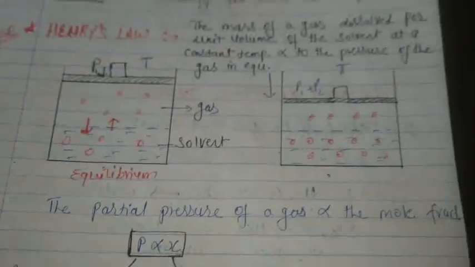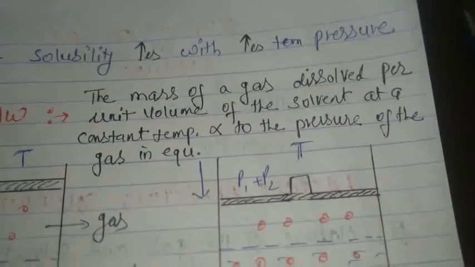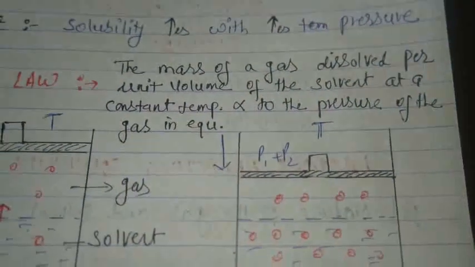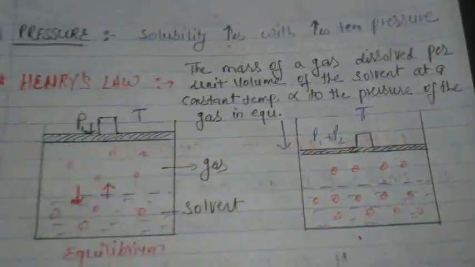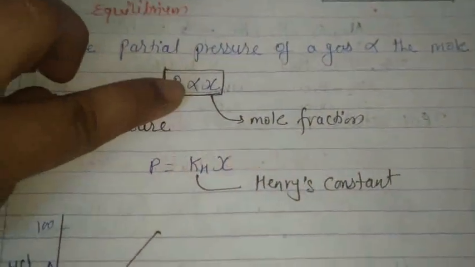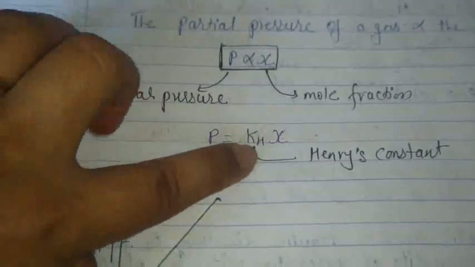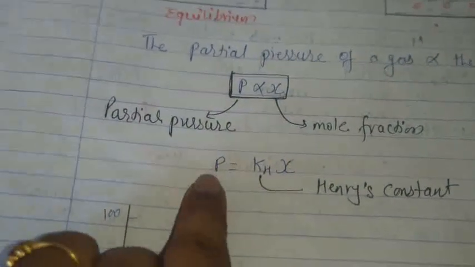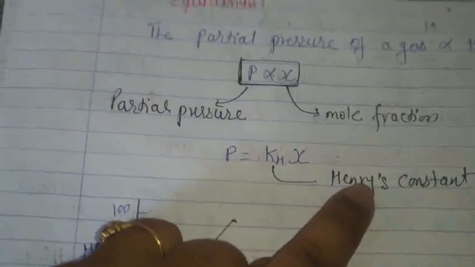Clear? So according to Henry's law, the mass of gas dissolved per unit volume of the solvent at a constant temperature is directly proportional to the pressure of the gas in equilibrium with the solution. P is directly proportional to X. If we remove this proportionality sign, then we have to add another constant, that is KH. Here P is equal to KH into X, and this KH is known as Henry's constant.